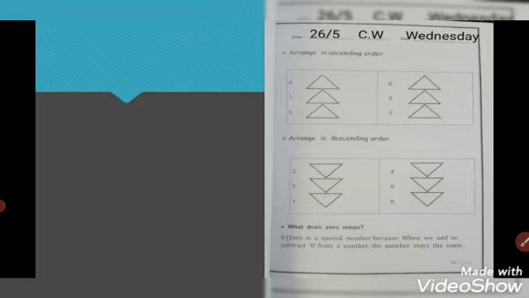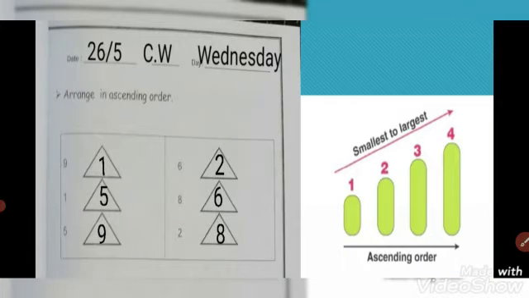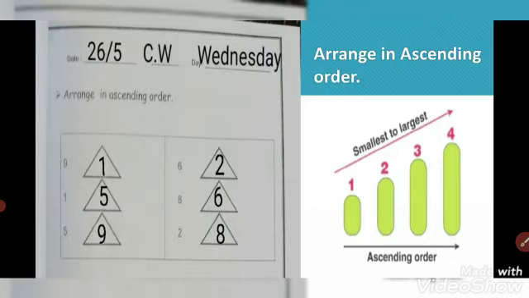First you have to open page number 19. You have to write down the date and day on the top of the page. Today the date is 26/5 and the day is Wednesday. On this page you can see three different captions. First you have to arrange in ascending order, then you have to arrange the numbers in descending order, and at the end we will learn about the properties of number 0. What does 0 mean? Okay, let's start with the first part, that is arrange in ascending order.